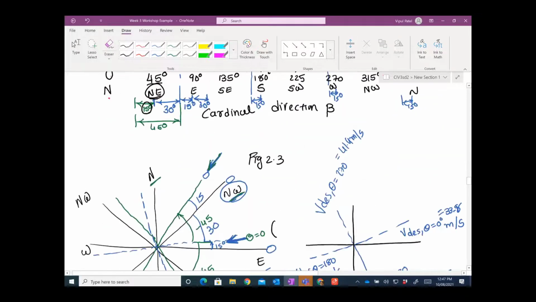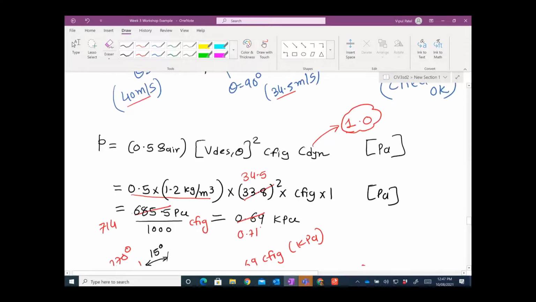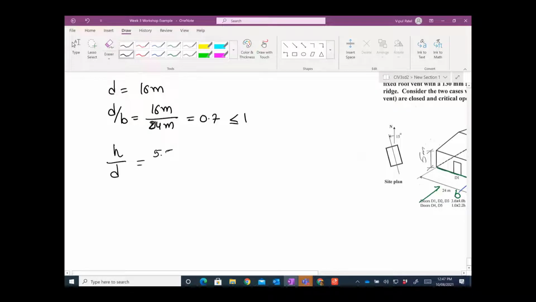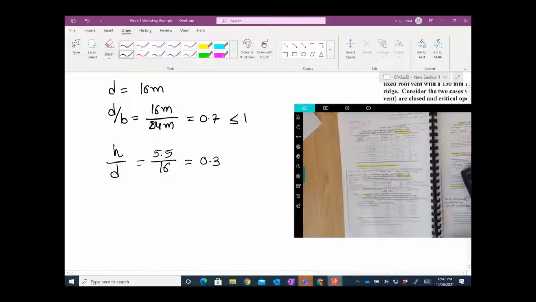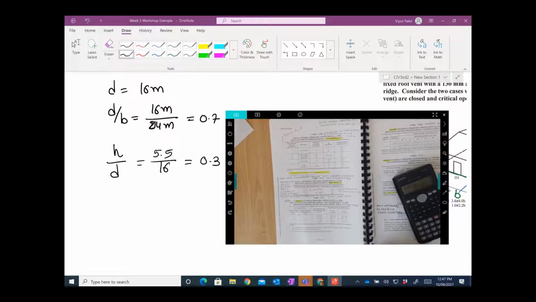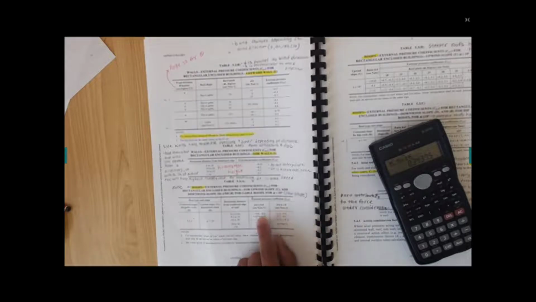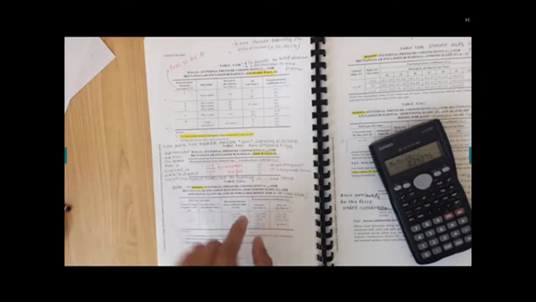So if I have 5.5 meters height and then depth 5.5 over 16, you get 0.3, which falls in this category, H on D less than 0.5, because you have 0.3. So we will need to use these columns.